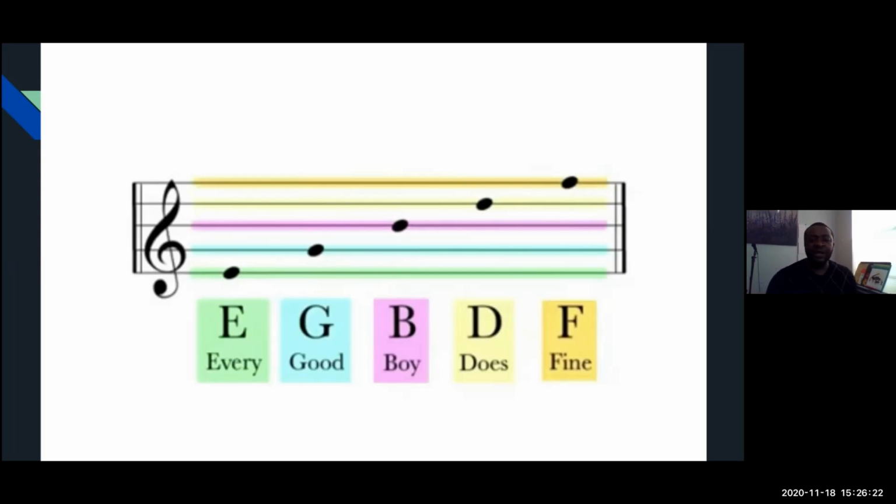So no matter what type of music you're looking at, as long as you are looking at a treble clef on your staff, the order of those notes will always be the same. It will always be E, G, B, D, and F.